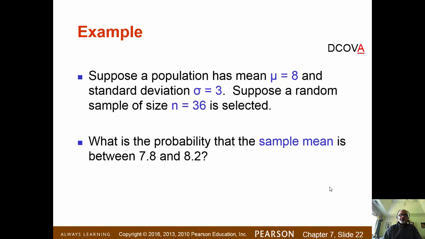Okay, here is an example. Suppose you have a population with mean 8 and standard deviation 3, and we take a random sample of size 36. What is the probability that the sample mean is between 7.8 and 8.2? Since n is 36, we don't care what the original population is. We know x bar is going to be normally distributed, so we can use the normal distribution method to find this probability. Find z for 7.8 and z for 8.2, and remember to use sigma over square root of n as the standard error for the sample mean. This is the original standard deviation, but we are now talking about the probability of a sample mean, and the standard deviation for the sample mean, also called the standard error, is sigma over square root of n.